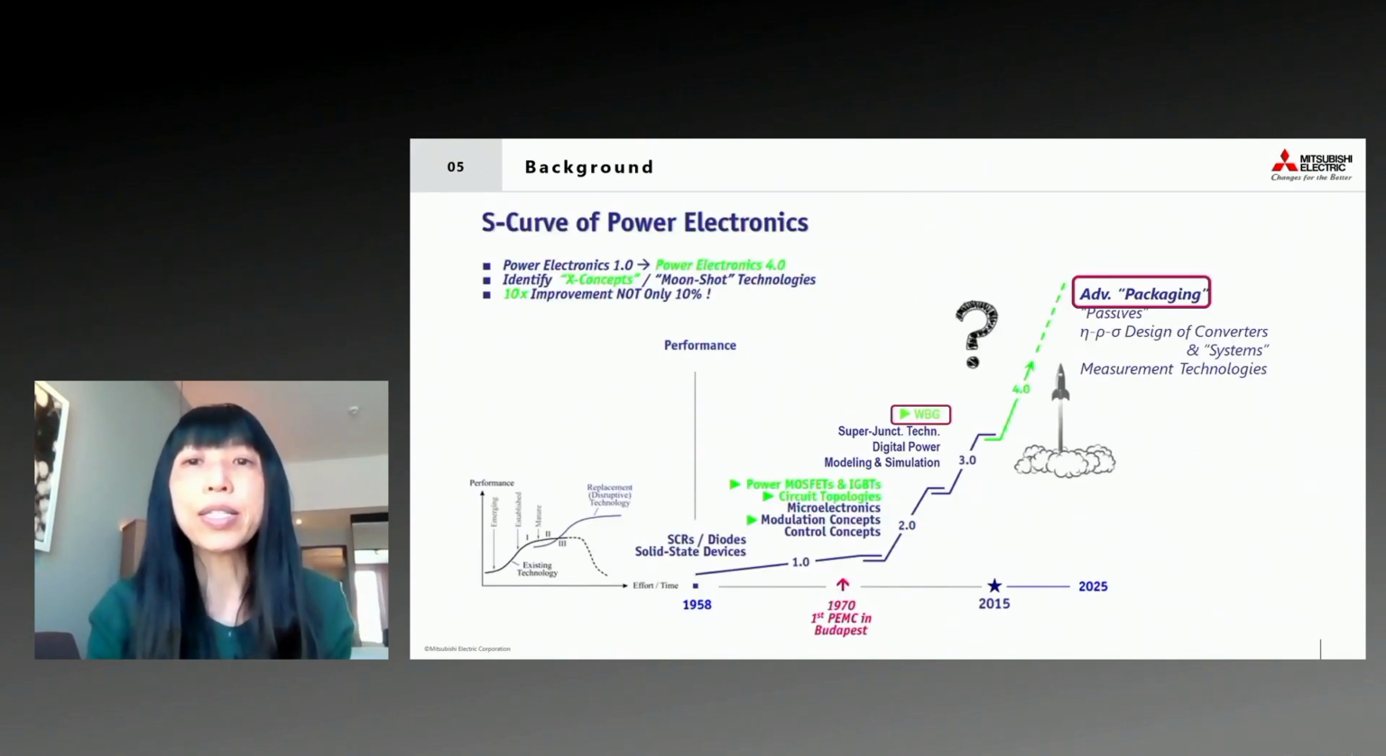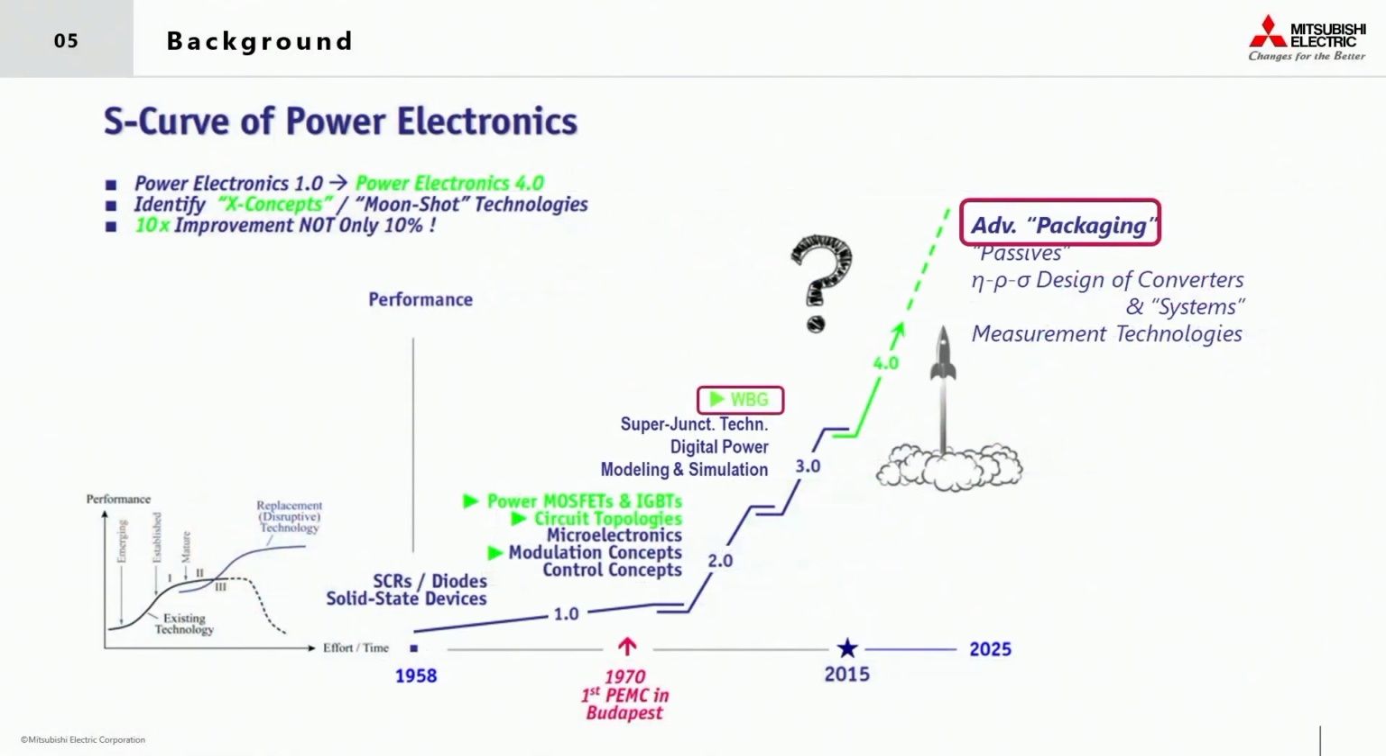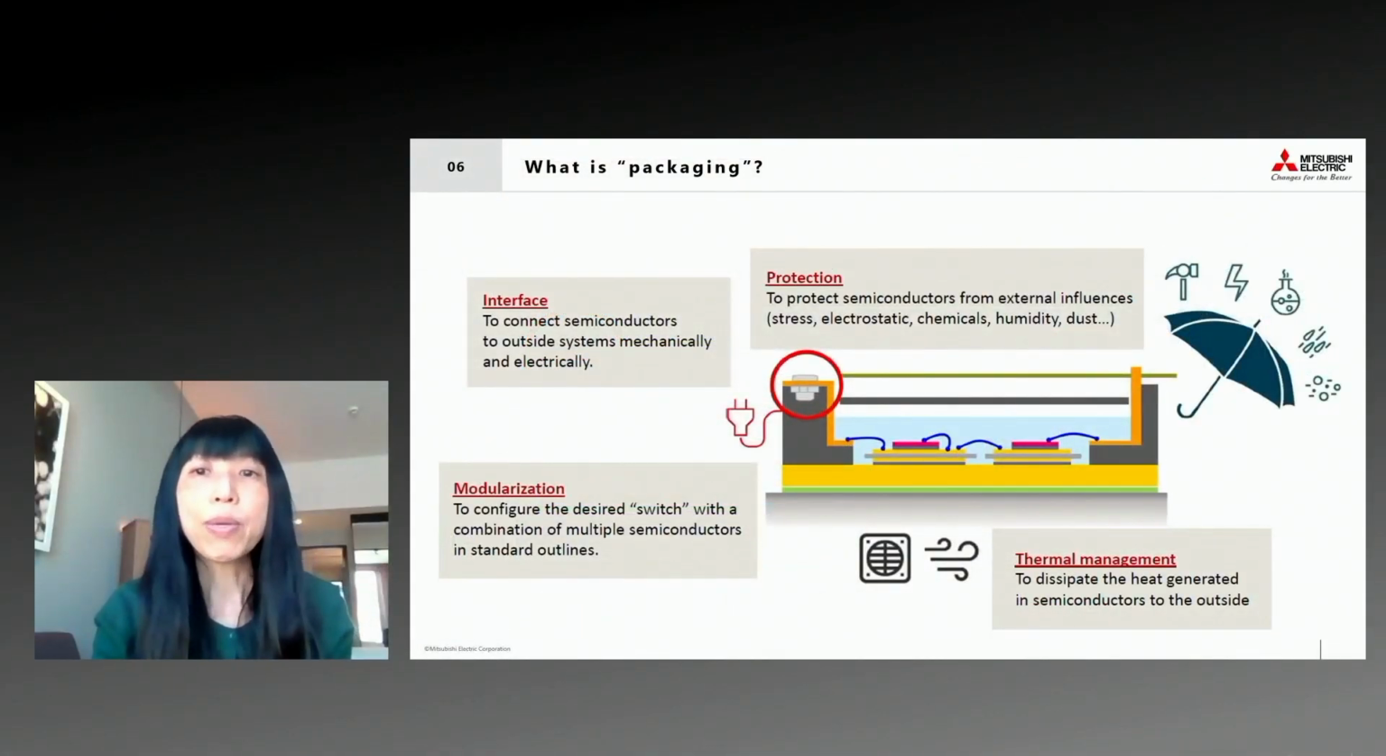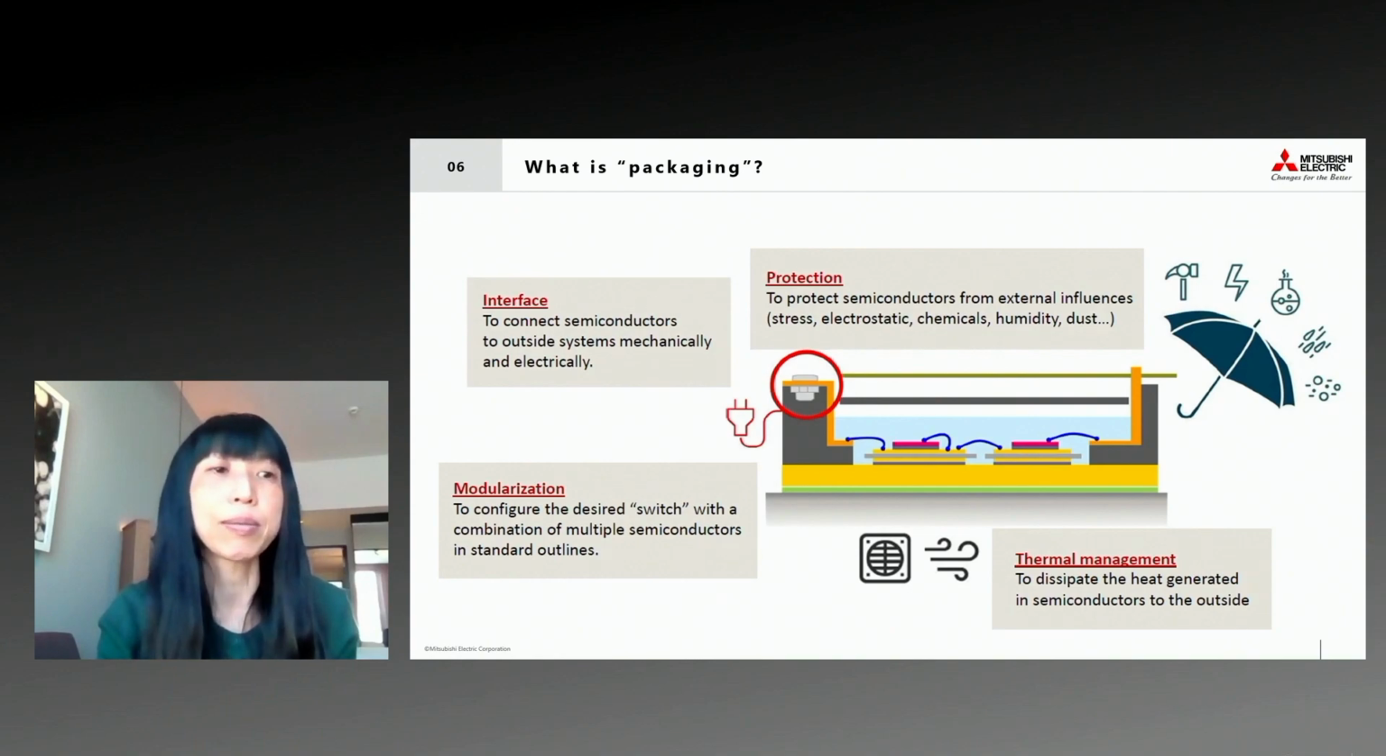Here is the S-curve of power electronics as proposed by Professor Kolar from ETH Zurich. In the 2010s, power electronics 3.0 occurred with the coming of wide-bandgap. Advanced packaging is considered one of the key technologies for the next coming power electronics 4.0. So, what is packaging? I assume that the role of packaging and the structure were introduced by Professor Nielsen in the tutorial on Sunday. So I will not say much about it.